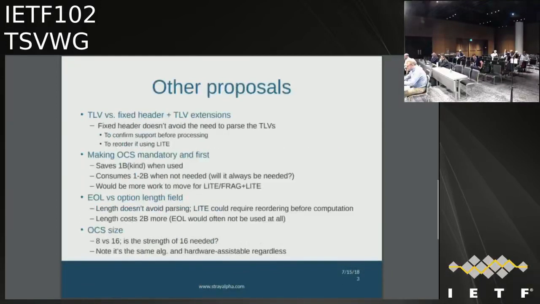Okay, so on the next slide, there were other proposals having to do with the TLV, type length value, for all options versus using a fixed header plus some TLV extensions. The thing is that the fixed header will not avoid the need to parse things. The only way we can avoid parsing things is to get rid of LITE or to bury LITE in the fixed header. Otherwise, you have to parse the header to find out if LITE's there, because LITE will reorder things. And if LITE reorders things, it changes where your checksums are and everything else.